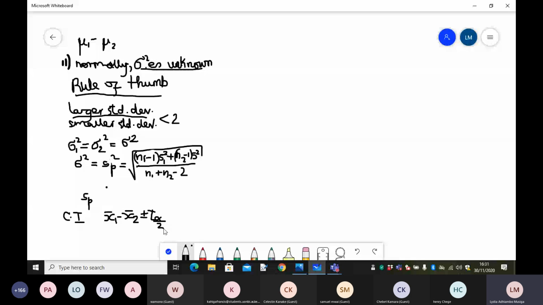So why T alpha over 2? Because we are calculating pooled sample variance. Whenever we calculate the variance, we use the T table, times the square root of SP squared over N1 plus SP squared over N2. So this is the formula for the confidence interval.